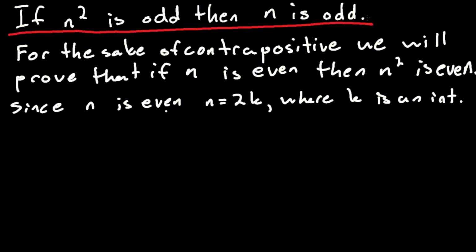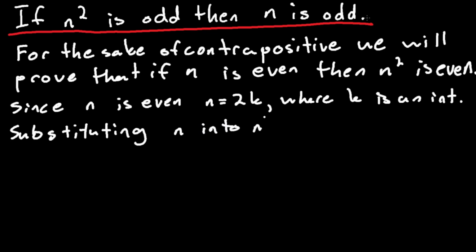Once we have this, what do we do? Well, substituting, we can substitute into n squared. Substituting n into n squared, we get (2k) squared. So n was equal to 2k, and all we did was substitute 2k into n squared as n. Now we have (2k) squared.